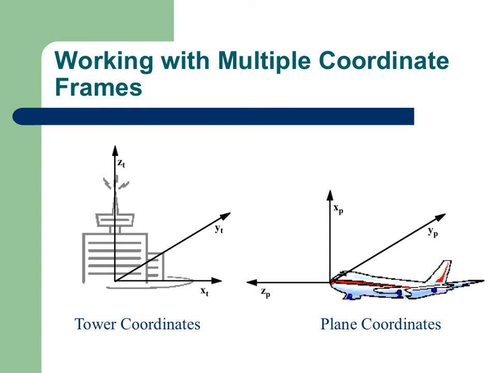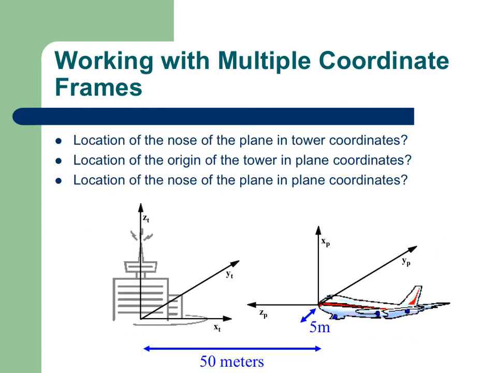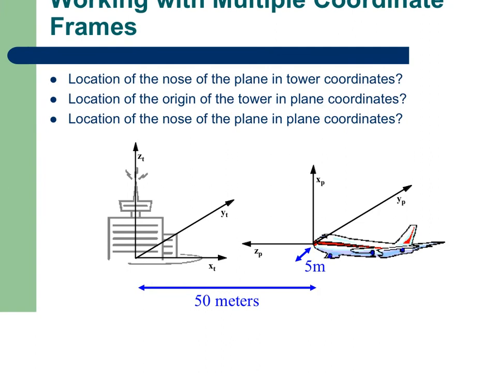So we might want to talk about things like, where is the nose of the plane in tower coordinates, or where is the origin of the tower in plane coordinates? So let's just take a look at these different questions. So the first one is, what is the location of the nose of the plane, right, in tower coordinates?